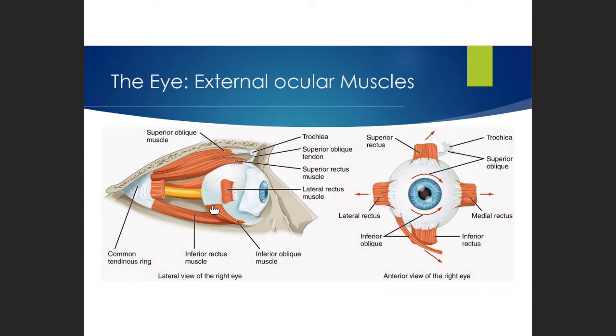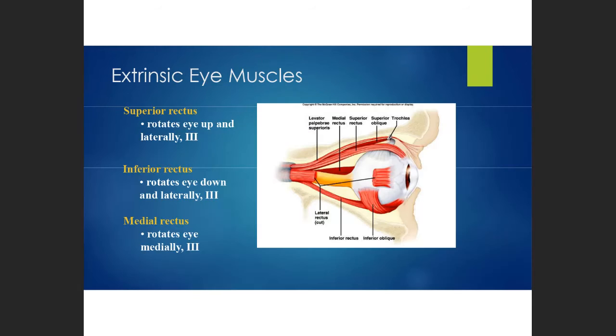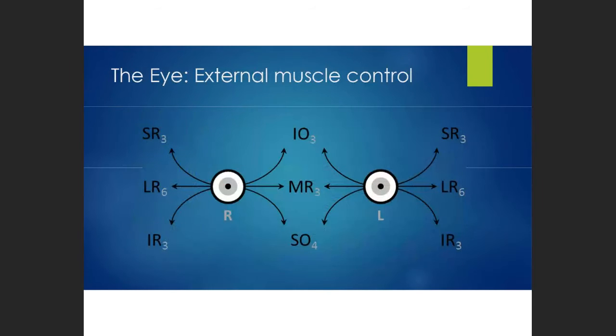So the obliques both turn the eye medially, but they also can elevate or depress the eyeball. Superior oblique: depression as well as medial rotation, and inferior oblique: elevation as well as medial rotation. And you can basically skip all of that.